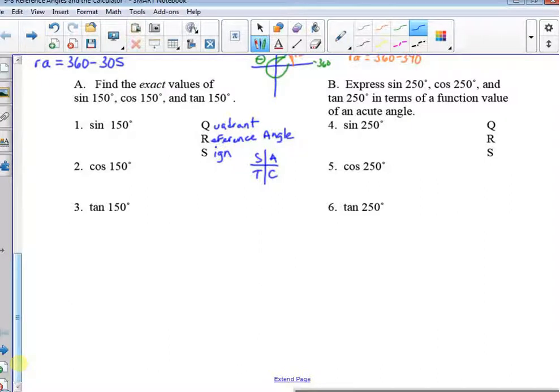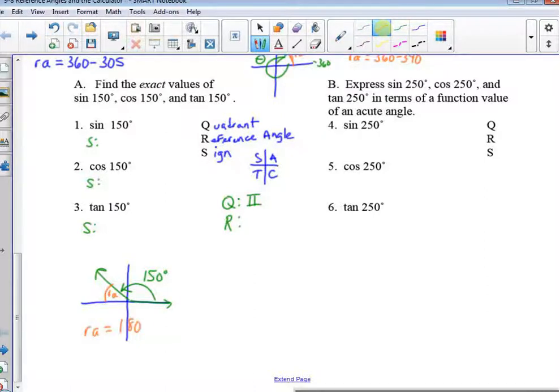So I'm going to do Q, R, but then they're all going to get their own sign. They're all going to be in the same quadrant, and the reference angles are going to be the same, but the signs are going to be different. So when I draw 150 in standard position, there it is, there's 150. The location of the reference angle is right here. That's the reference angle that I'm looking for. So I'm obviously in quadrant 2, so my reference angle is 180 minus 150. So my reference angle is 30.